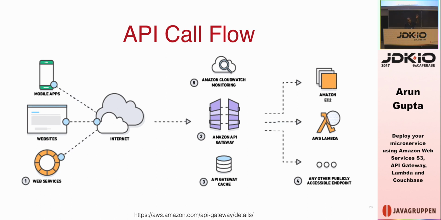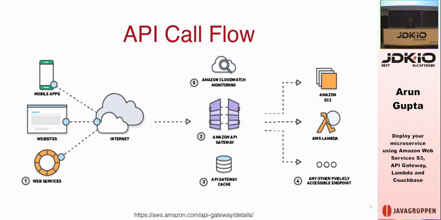So how does the flow look like in this case? I could have mobile applications, websites, or web services, whatever I want on the left side. They can invoke any REST API, essentially, that is defined as part of the API Gateway, of course, coming as part of the internet. So the APIs are accessible over the internet over here. So they make a call to the API Gateway.